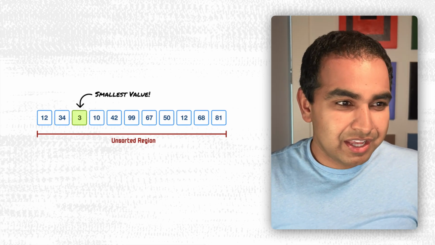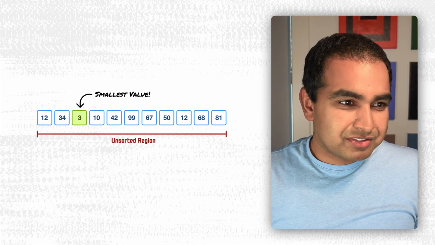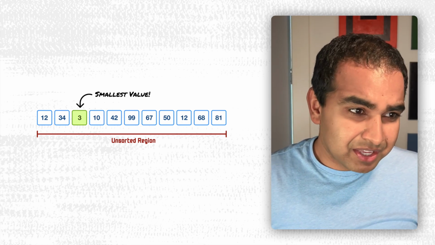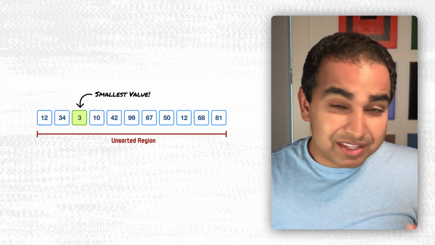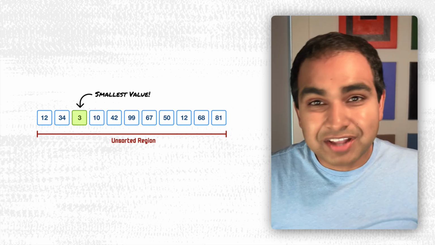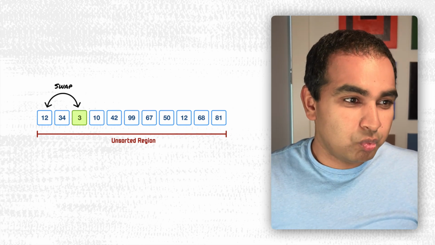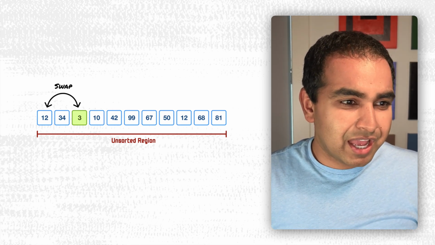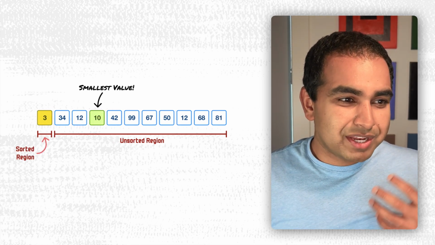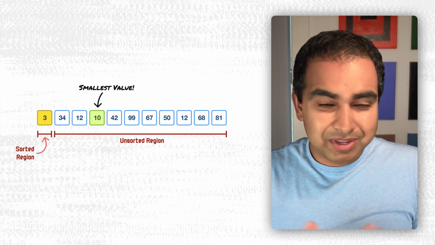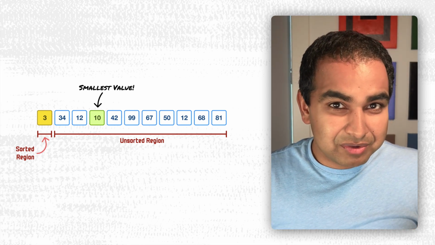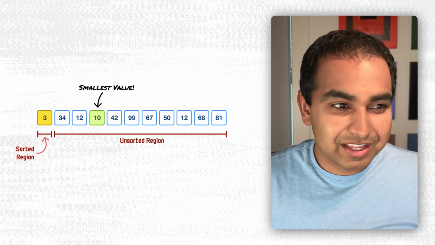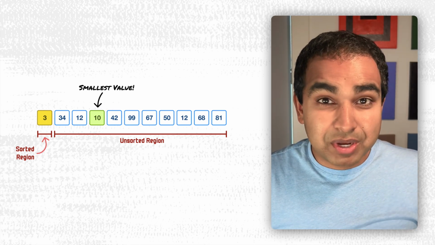Let's get into it. Taking the example from earlier, step one, find the smallest value. In this case, the smallest value is 3. Step two, swap this smallest value with the first item in our unsorted region, which means we swap it with the 12 that we see at the beginning. Once we make the swap, we have our unsorted region, and the place that 3 went into at the beginning of our collection is now the sorted region, highlighted in yellow. And now we keep repeating this process.